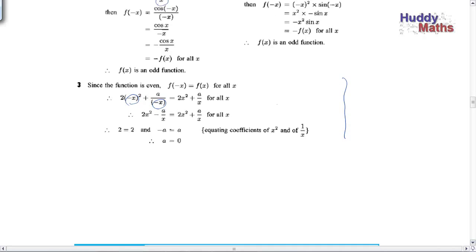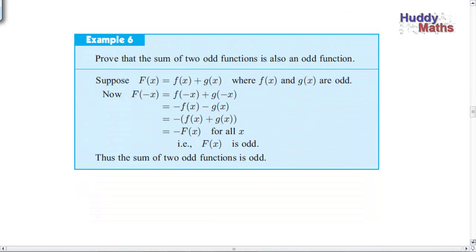What else can we do with this? Well, here's an interesting little proof. Prove that the sum of two odd functions is also an odd function. So here we are. Let big F of x be the sum of little f of x and g of x, where those two are both odd functions. So same process. Stick in neg x in place of x everywhere in the original function. Okay, so we've got this line.